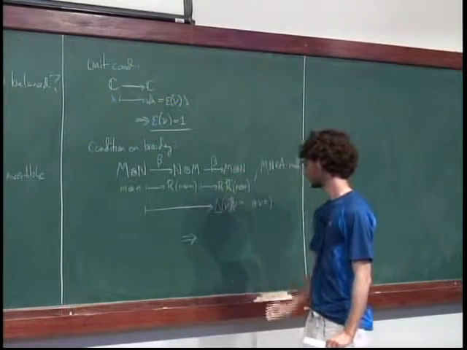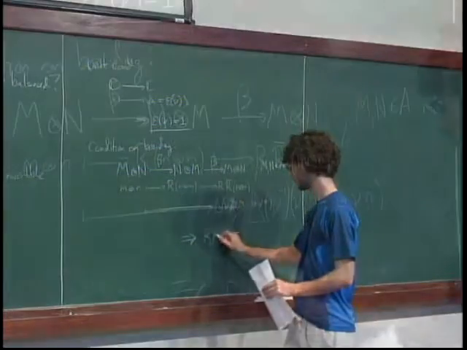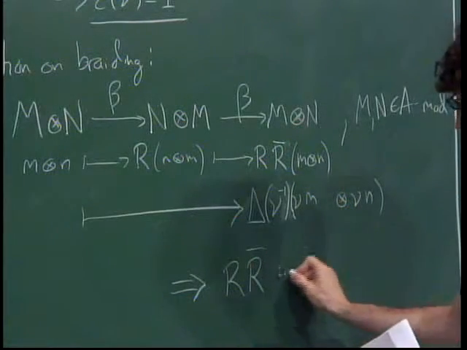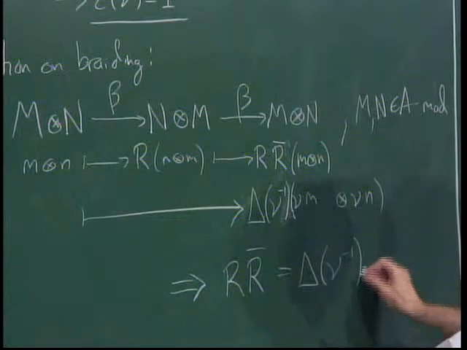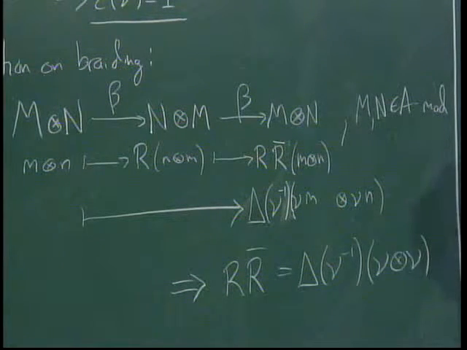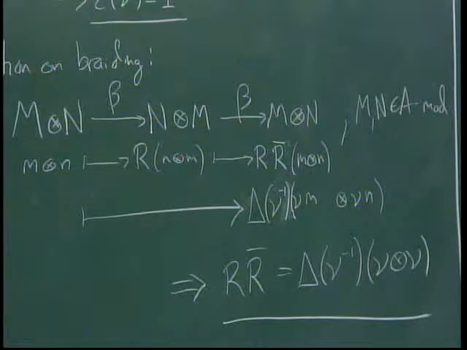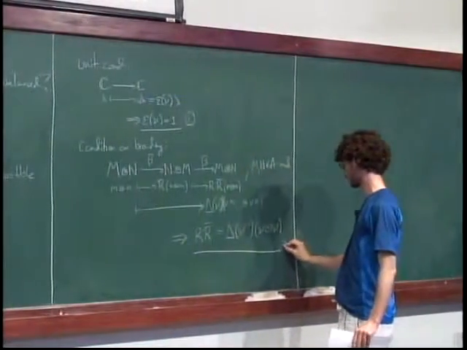So we get another condition, which is that R bar is equal to delta of nu inverse times nu tensor nu. Let me call this 1 and call this 2.